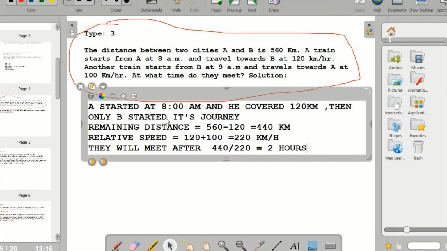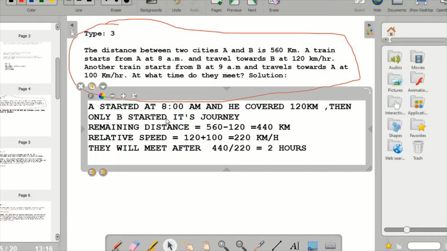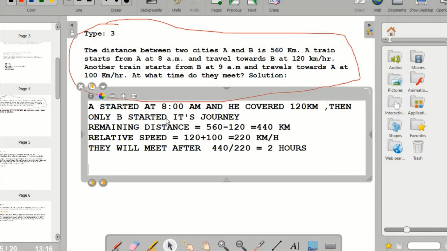Okay. Now at what time will they meet? So we have to find the time. Now they meet at, B has started by 9. So we got the time interval of 2 hours. So we have to add the 2 hours. So it is by 11 a.m. they both will meet. Okay.